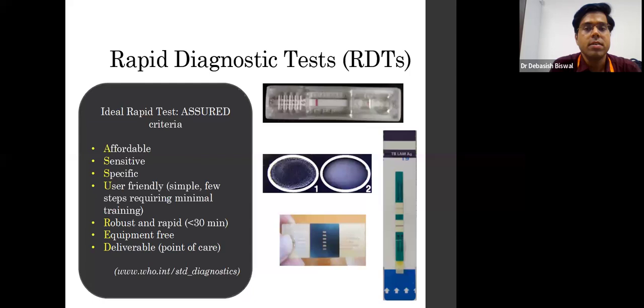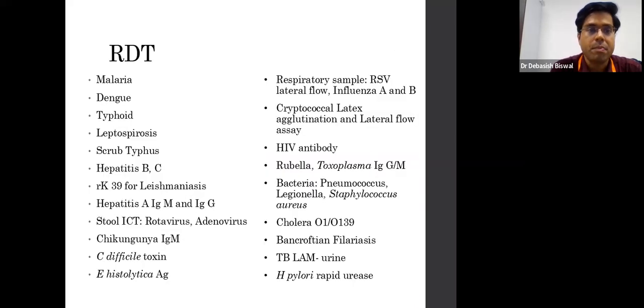So what is a rapid diagnostic test? It can be explained by the mnemonic ASSURED, where A stands for affordable, sensitive, specific, user-friendly, robust and rapid, giving the results within 30 minutes, equipment free, and it is deliverable at the point of care.